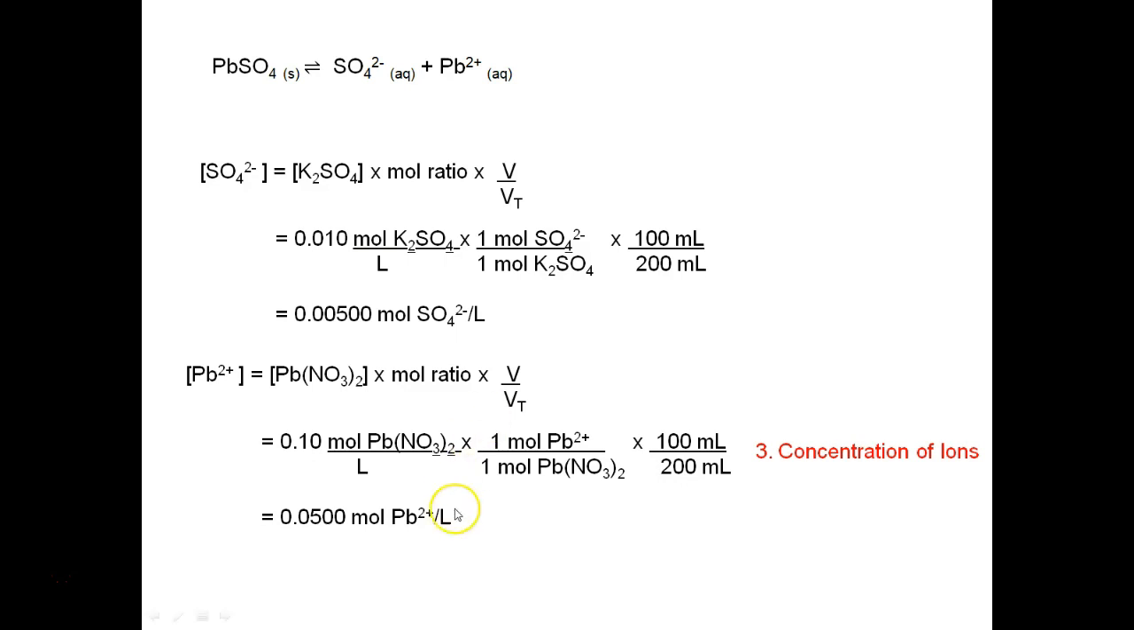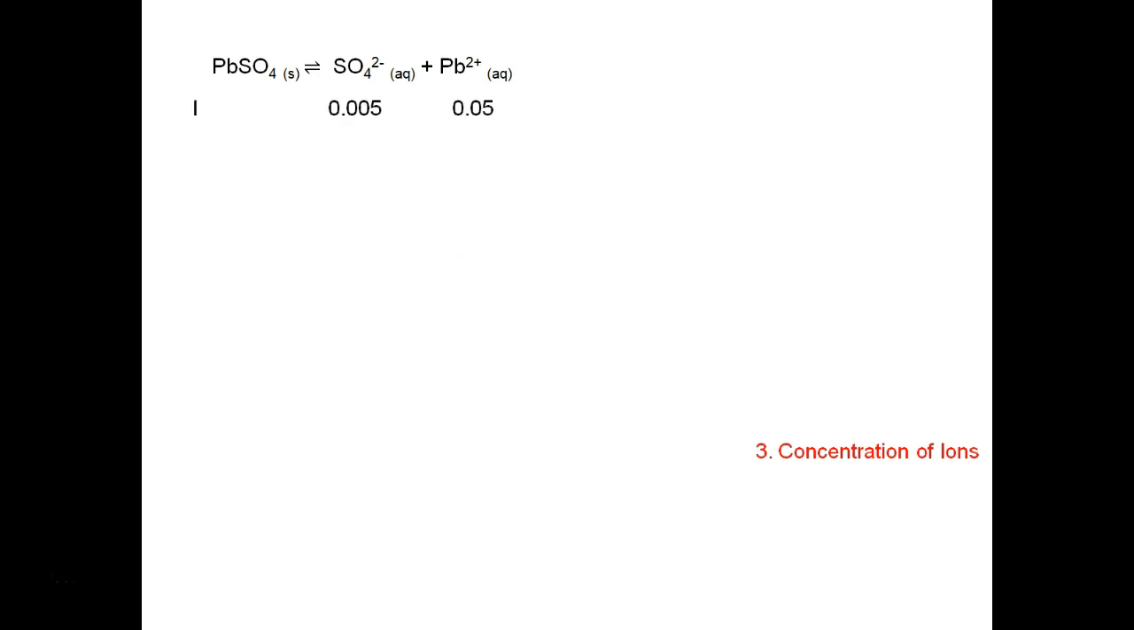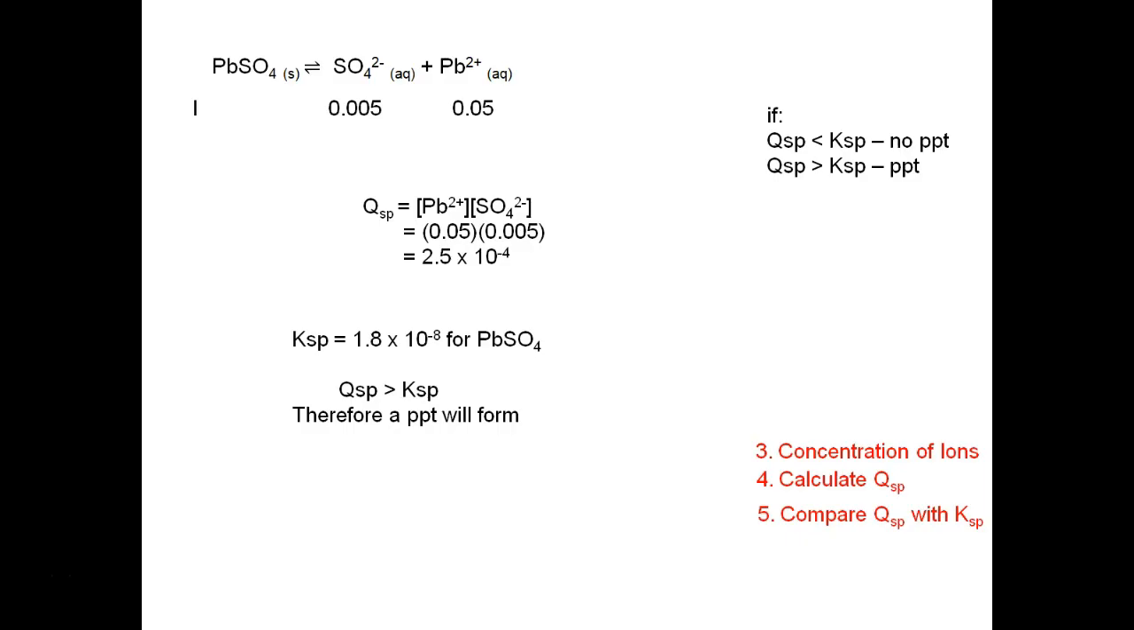Similarly, I have to do the same thing with my lead. C1V1 = C2V2. So the concentration of lead ion after dilution is equal to the initial concentration of the lead ion times its volume divided by the total volume. Now that I know the concentration of my ions initially, I can now write my QSP expression and substitute and solve into it. Then we can compare it to my KSP, and since QSP is greater than KSP, a precipitate will form.